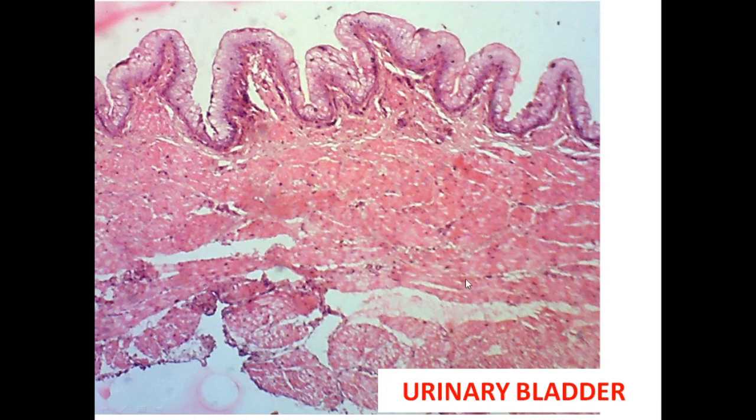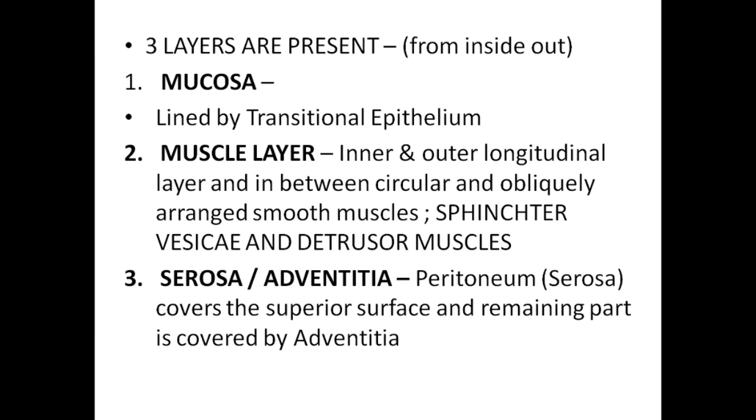This is the slide of the urinary bladder. Again, it also has the transitional epithelium with a thick muscle layer which is irregularly arranged. In the urinary bladder, we have three layers. From inside out, the mucosa is lined by the transitional epithelium, then the muscle layer, which has inner and outer longitudinal layers, and in between, circular and obliquely arranged smooth muscles which form the sphincter vesicae and the detrusor muscles. Serosa or adventitia: the peritoneum or serosa covers the outer surface, and the remaining part is covered by the adventitia. So that is about the urinary bladder.